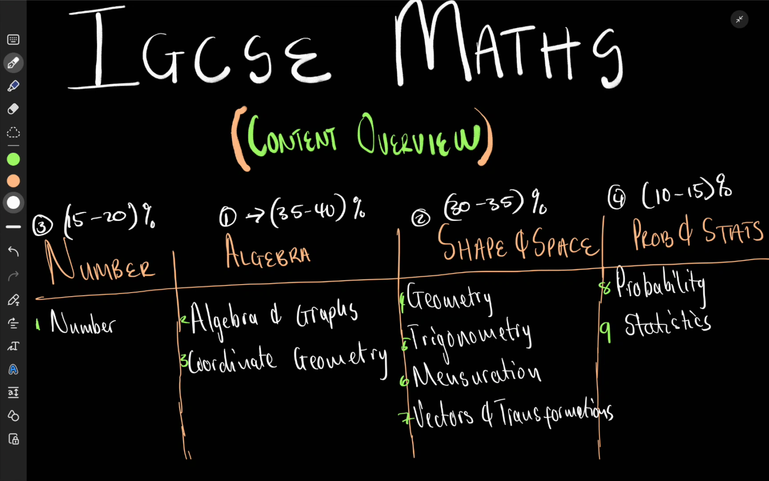You've lost at least 30%. For algebra, you've lost at least 35%. These two are so important. Shape and space, you lose at least 30. Algebra, at least 35. Number, at least 15% is gone. Then probability and statistics is at least 10%. So either way, these are all very important because we don't want to lose a single percentage.